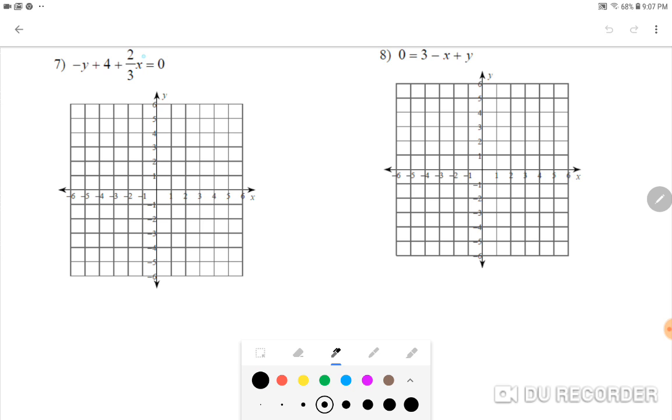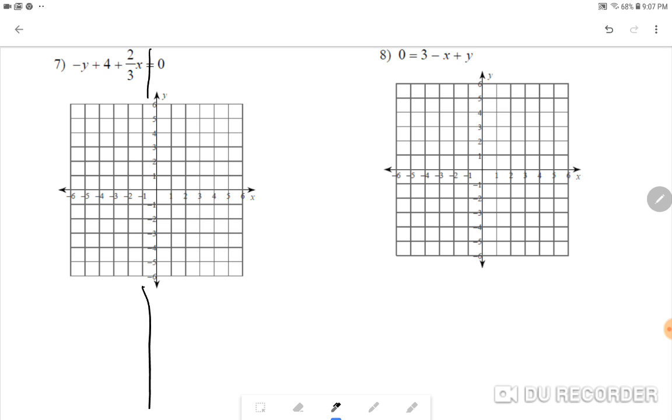So step number 1 is eliminate parentheses, fractions, or decimals. Okay? I have a fraction, and the way you get rid of the fraction is you multiply by 3. So this side, all of it, we will multiply by 3. And we do to one side, do to the other. So what is 3 times negative y? Will be negative 3y. 3 times 4 will give you 12 plus 12.